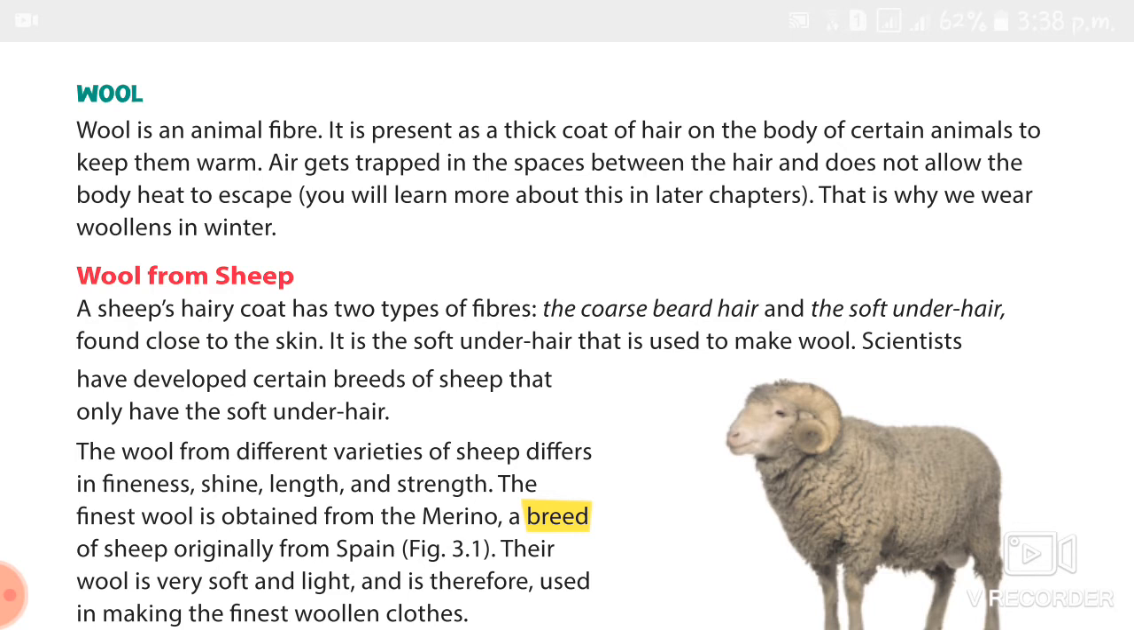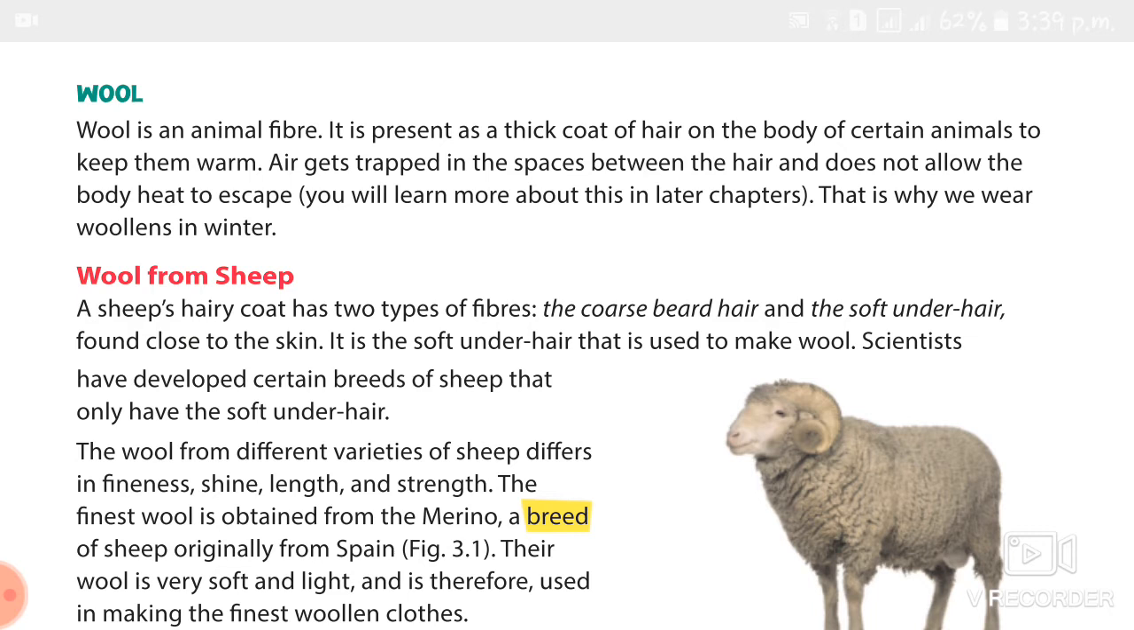Also, air gets trapped in the spaces between the hair and does not allow heat to escape. So these fine hairs are used as fiber to make wool. As a poor conductor of heat, this shields the body from cold and keeps it warm. That is why we wear woolen clothes in winter.